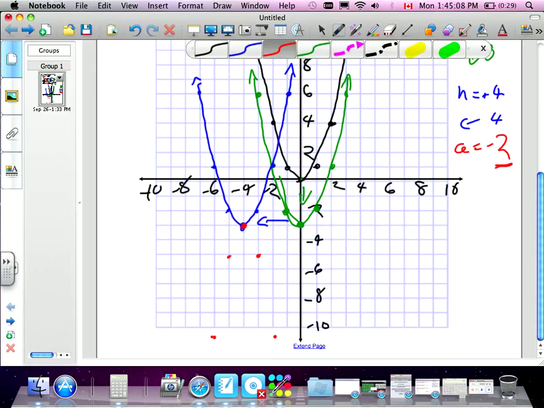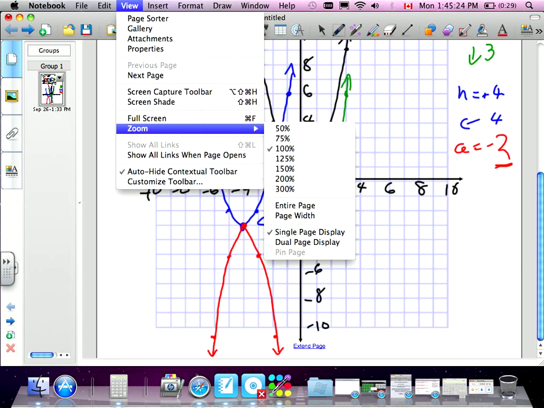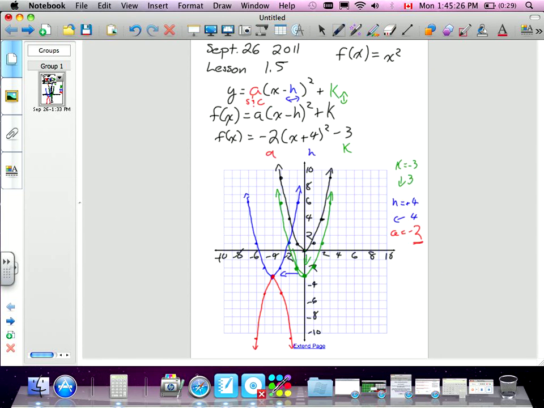So our final graph is a thinner version facing downwards, and it's been shifted 3 units down and 4 units to the left. Now, I have done all 4 steps. Okay? We started with the black graph, went to the green one, to the blue one, and then to the red one. You do not have to draw all of them. In fact, you don't even have to draw the original one. The only real one I'm looking for is the final one, which I did in the color red. That's the parabola I'm looking for.